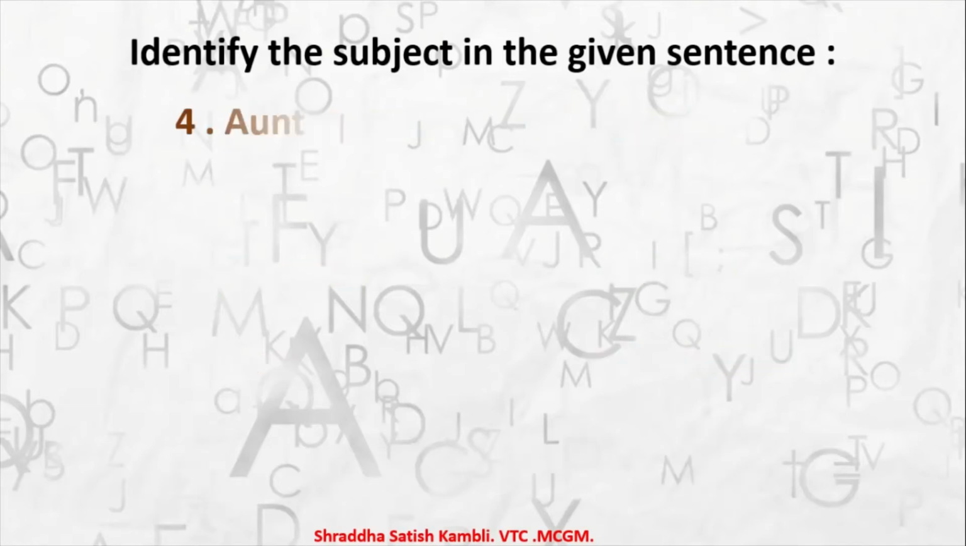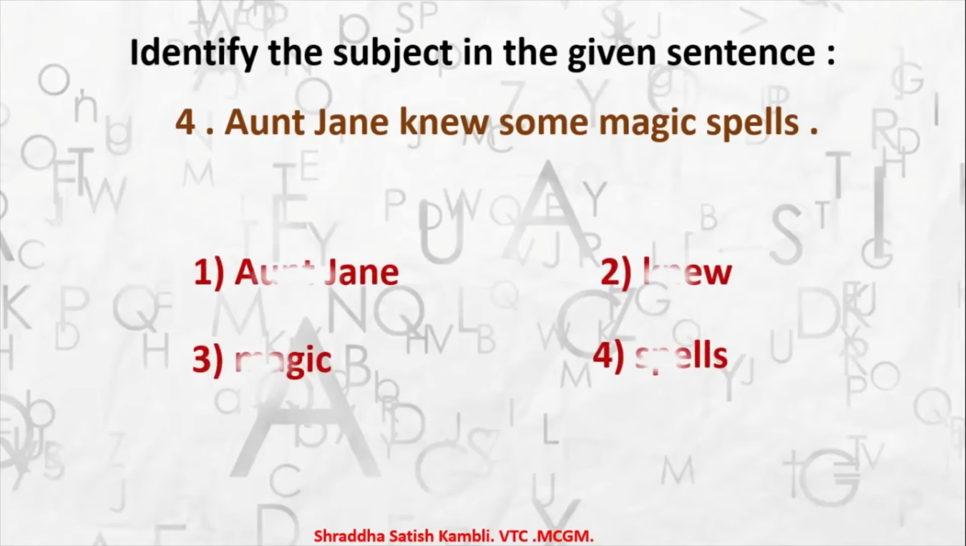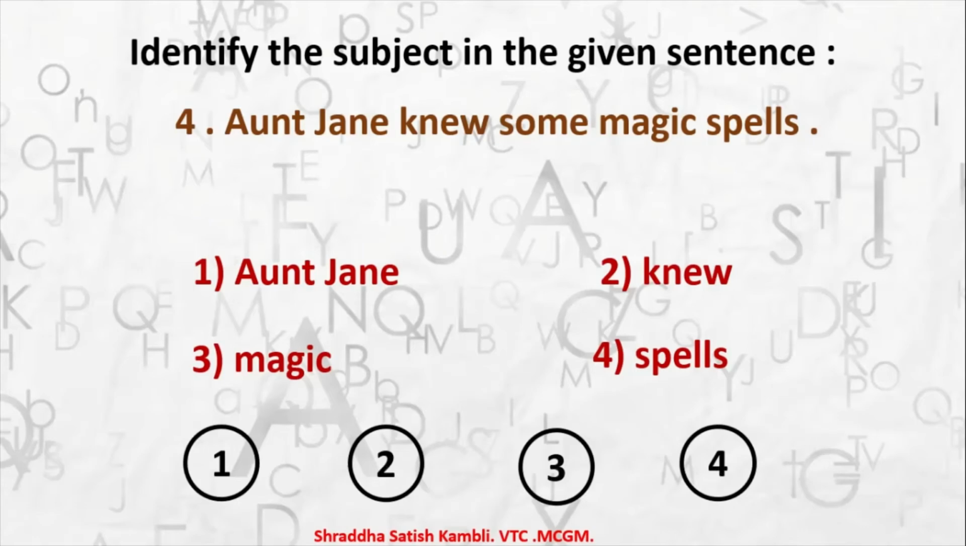Coming to example 4. Aunt Jane knew some magic spells. So which is the subject? Aunt Jane knew some magic spells. So which one of them is right? The first one. Aunt Jane knew some magic spells. Who knew some magic spells? Aunt Jane. Okay? So Aunt Jane is the right answer.